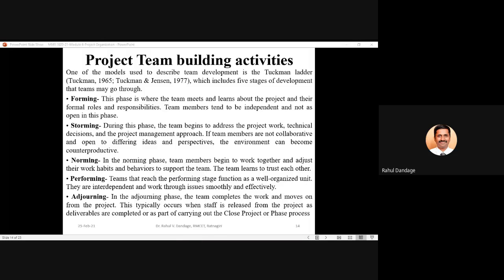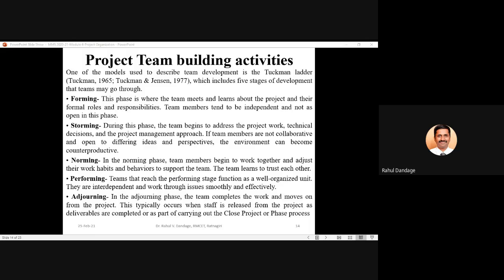Similarly, in this storming phase for project team development, the project team will try to be more and more collaborative. They try to be more and more open to the variety of ideas and perspectives other team members will be putting in that project environment. The third phase will be about norming.